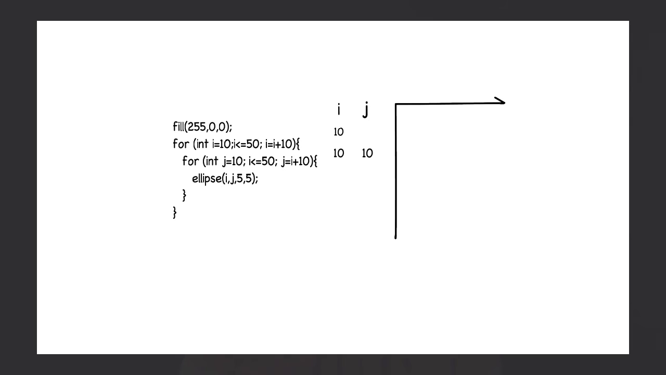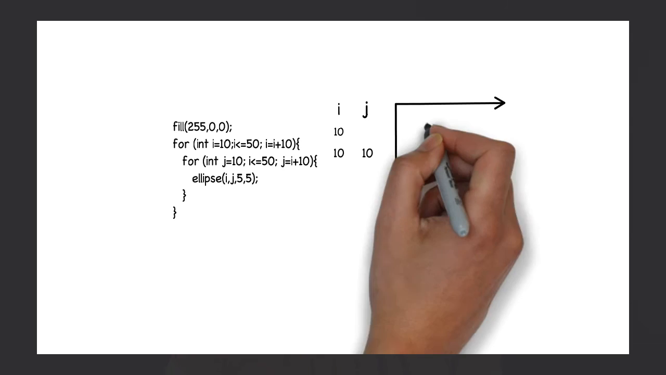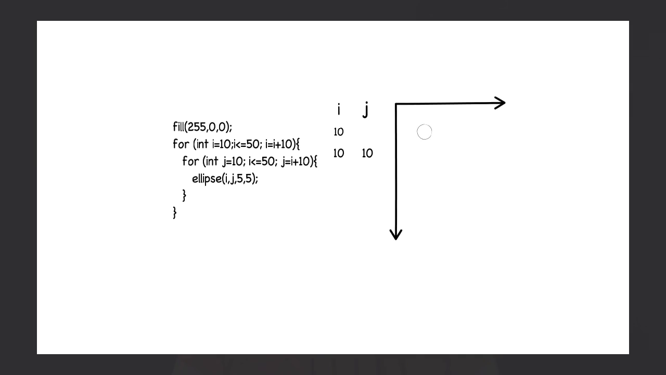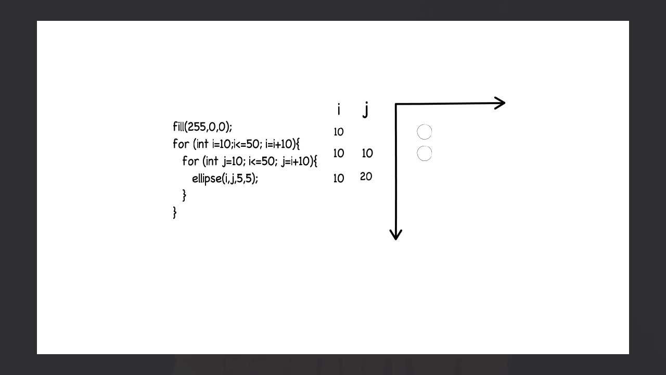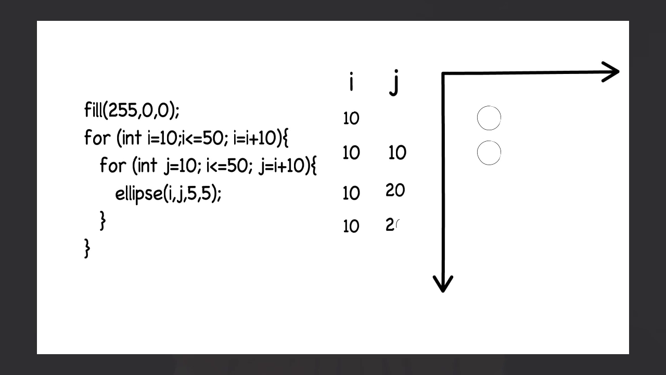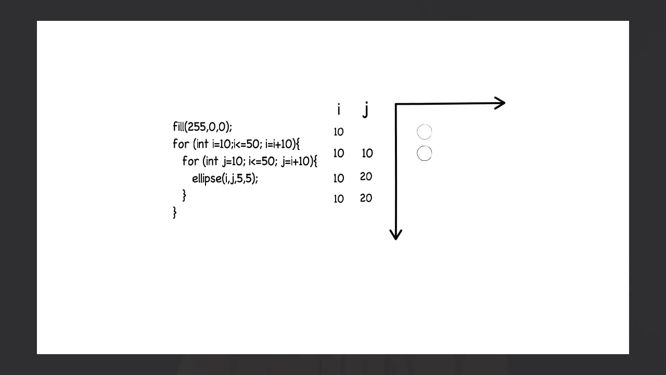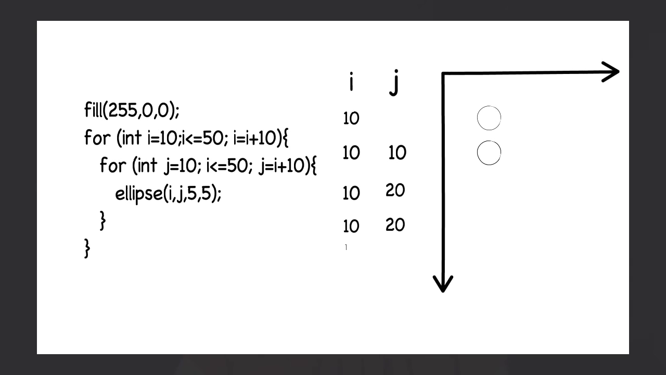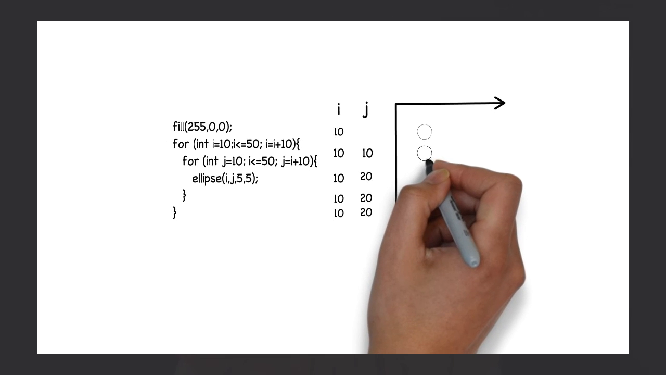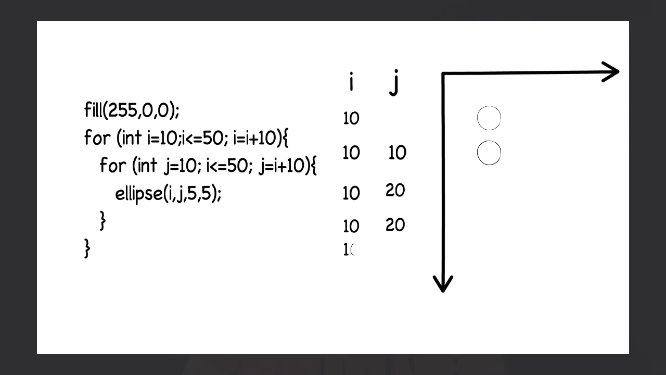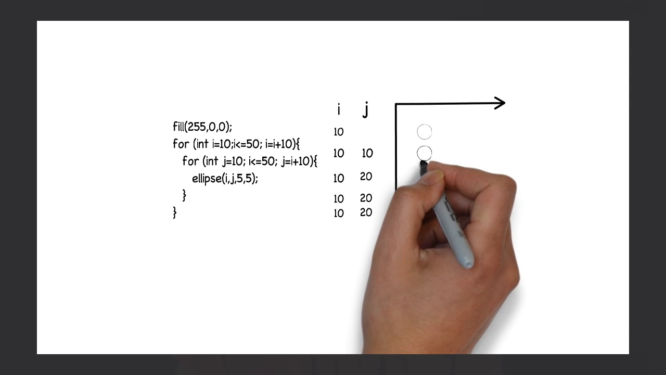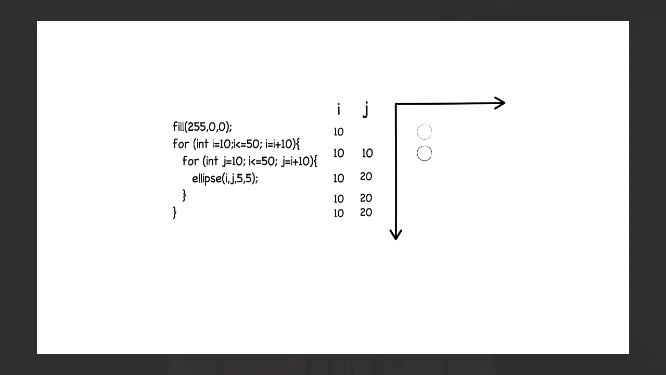Initially, i equals 10. Then j equals 10, and the first circle is drawn here. In the second for loop, j becomes 20, the condition is met, and the second circle is drawn here. We go through the second for loop again. j is equal to i plus 10, so its value is 20, the condition is met, and the third circle is drawn here. We go through the second for loop again. j is again equal to i plus 10, so its value is still 20, the condition is met, and the circle is drawn here. Do you see what's happening?